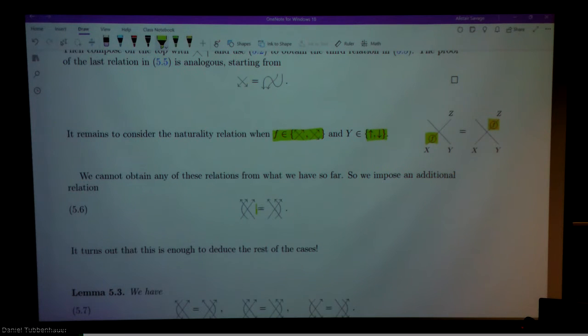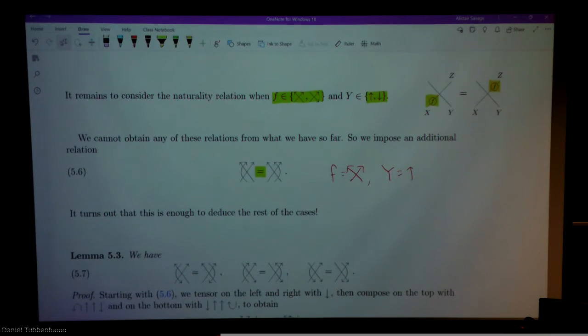So let's impose this one, the braid relation for all the strands oriented up. That's the case where F is the up crossing and Y is the up arrow. So that's the up crossing sliding through an upward oriented strand. Okay, so we impose this relation. This is going to be one of the relations we impose in our category. And it turns out that that's enough to deduce all of the other cases. We don't need to impose any other relations. So let's see how that works.